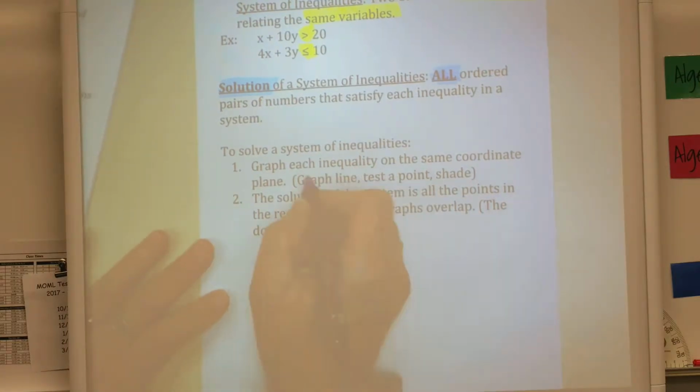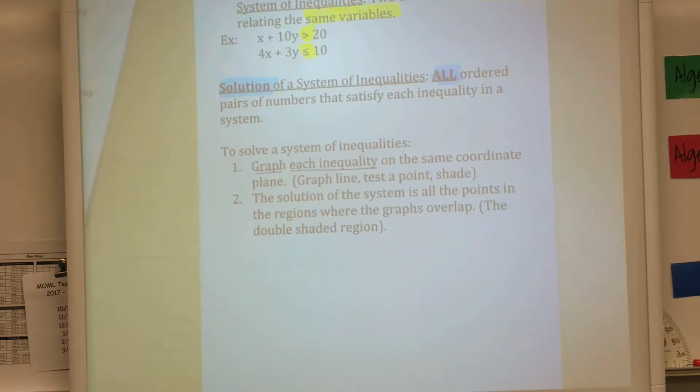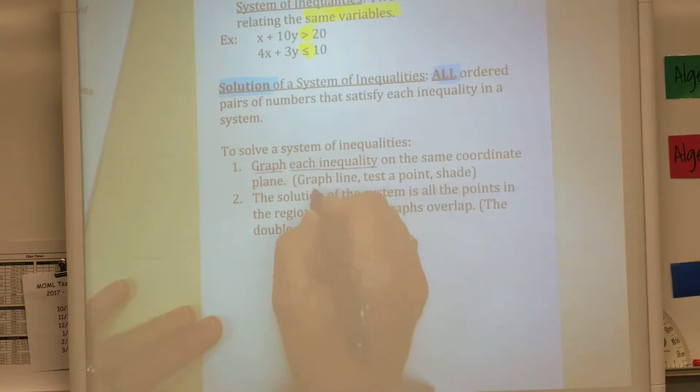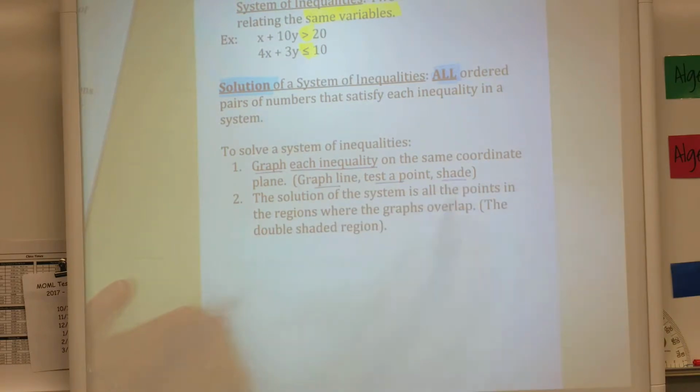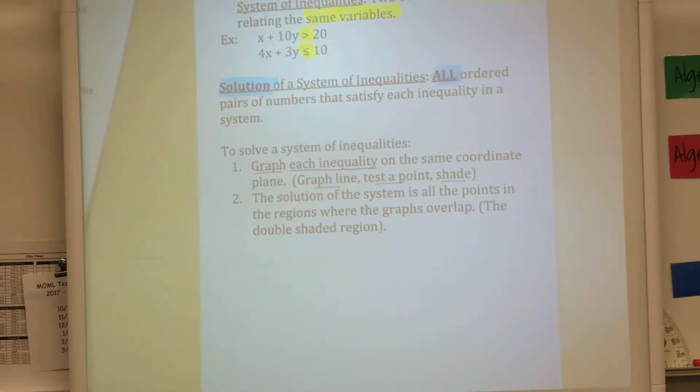First thing is we graph each inequality. We learned that in the last unit. And they do them on the same plane. Just like when we were solving systems of equations by graphing, we graph both lines on the same plane. Same thing with inequalities. We're going to graph both inequalities on the same plane. And we have to graph the line, test a point, and shade. That's part of the graphing of the inequality. So there's a lot more work to it.